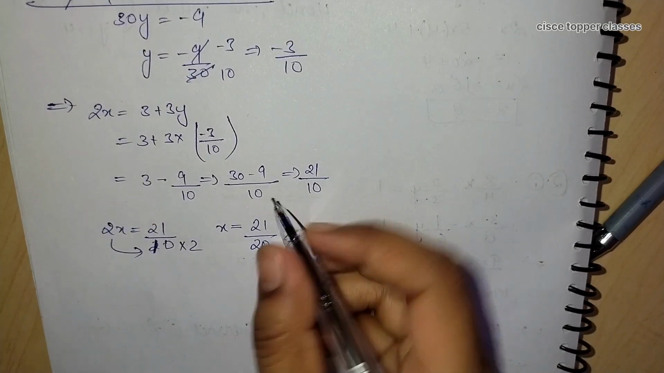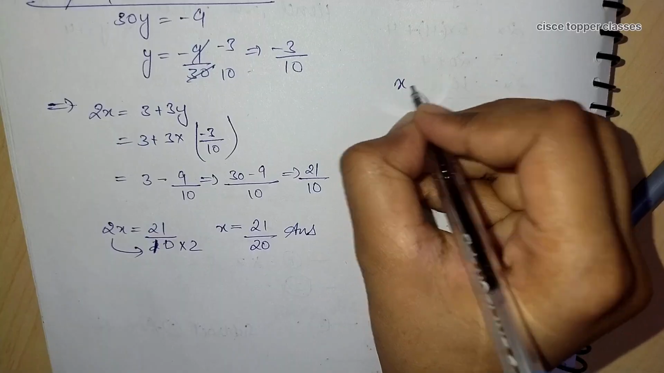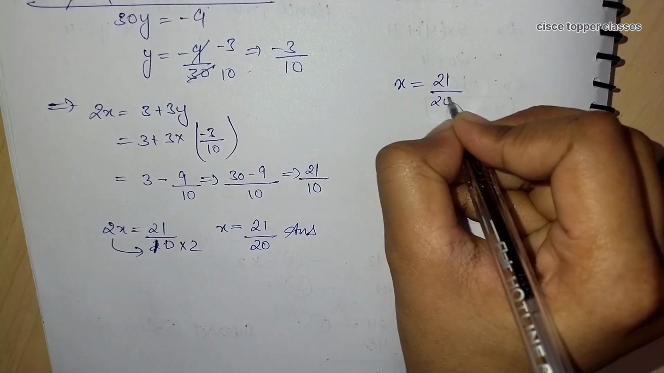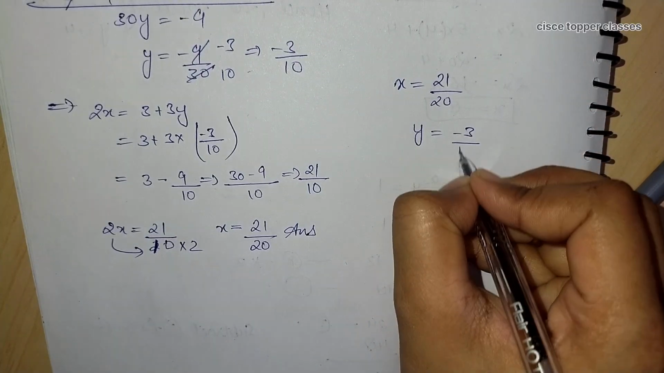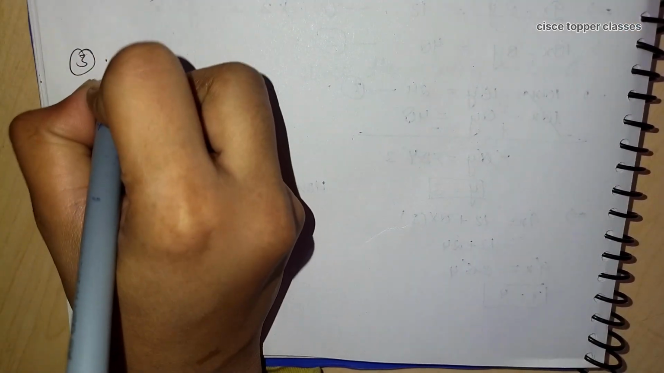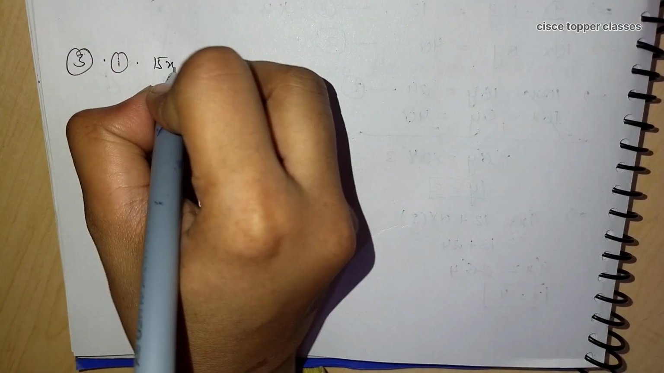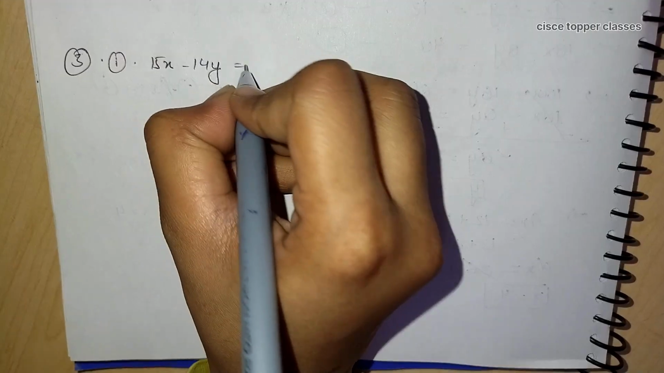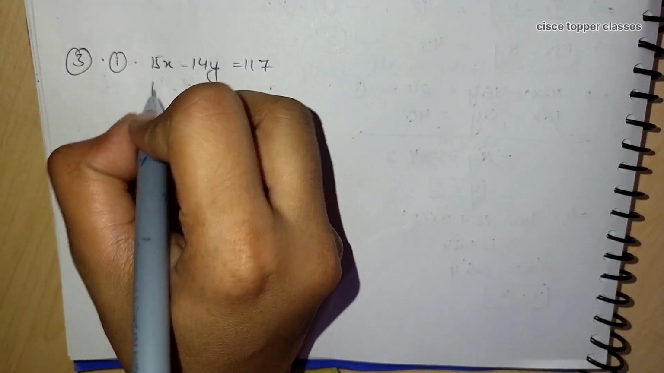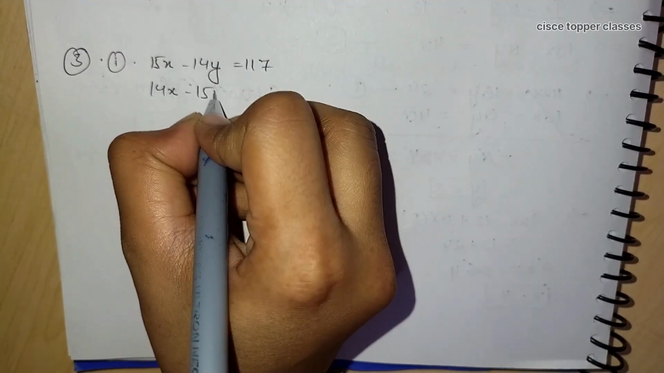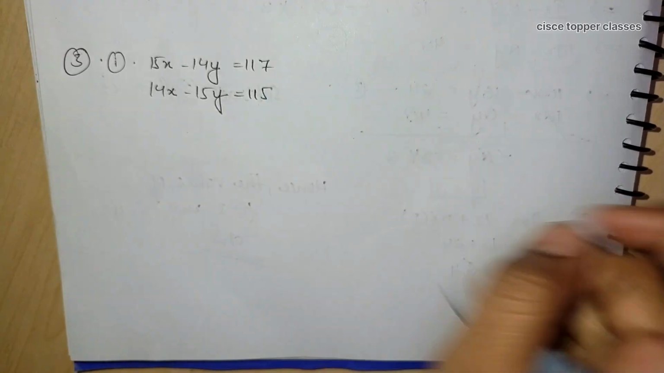So the value of x and y we have got: x is equal to 21 by 20 and y is equal to minus 3 by 10. So this is the final answer. Now let us solve the third question, first part, which is 15x minus 14y equal to 117, and here it is 14x minus 15y equal to 115.